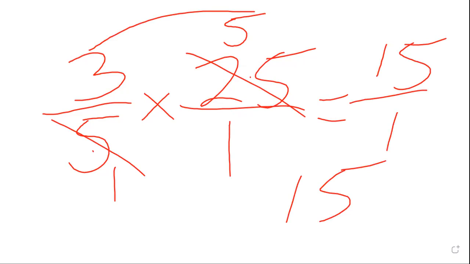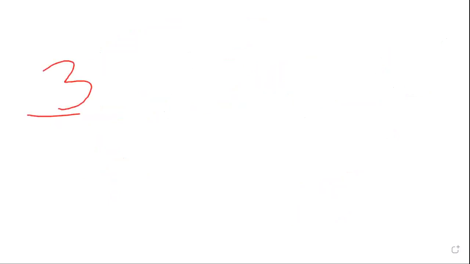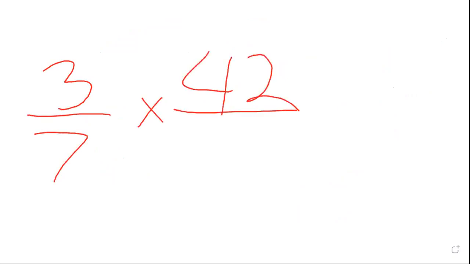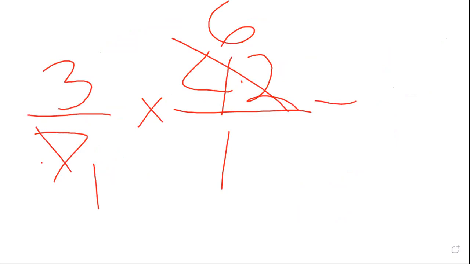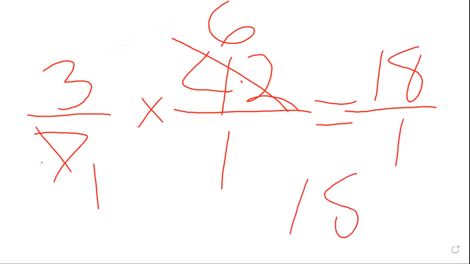Okay, we'll do one more as an example. Let's say 3/7 of, or times, 42. 42 over 1. Now let's divide 42 by 7. I know that there are 6 groups of 7 in 42, so I'm going to reduce 42 to 6. I'm going to divide 7 by 7, which gives me 1. Now 3 times 6 is 18 over 1, which is 18.